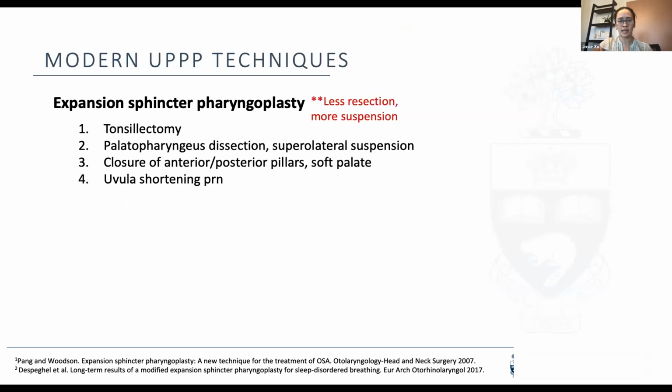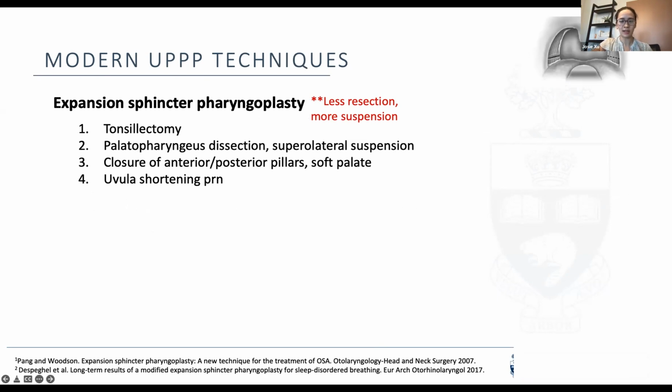There are modern techniques for uvulopalatopharyngoplasty, so different than what was described and performed a few decades ago. Specifically, the expansion sphincter pharyngoplasty is a very commonly used technique. There's less total resection of the soft palate and the uvula. Previously they just kind of resected the whole soft palate and it caused some scarring. So now there's less resection and more suspension of the tissues.